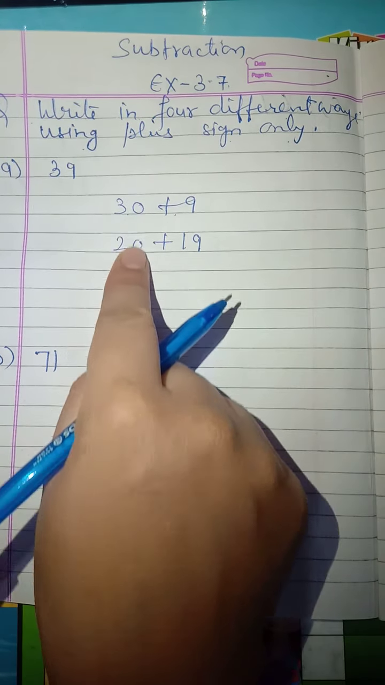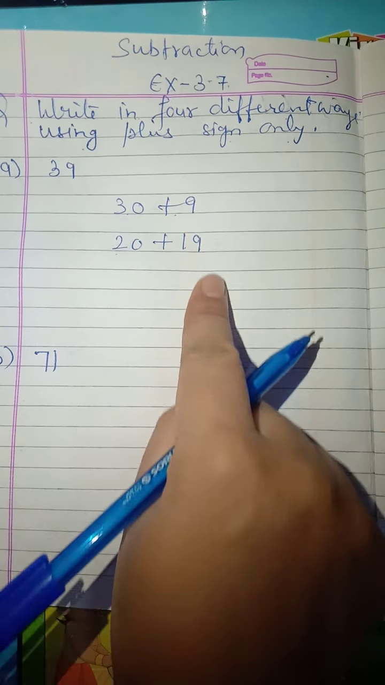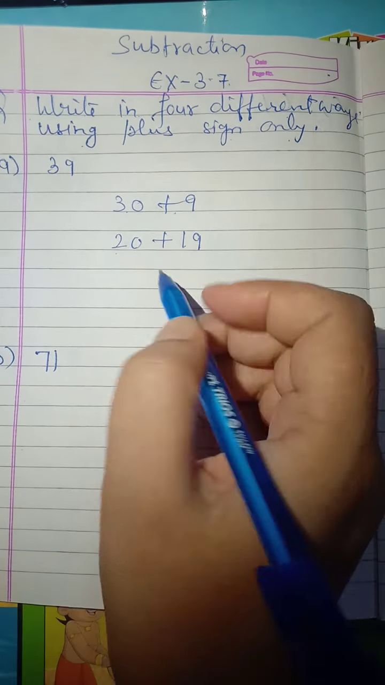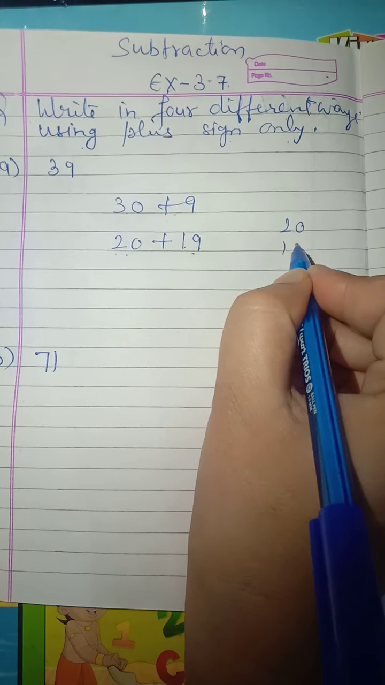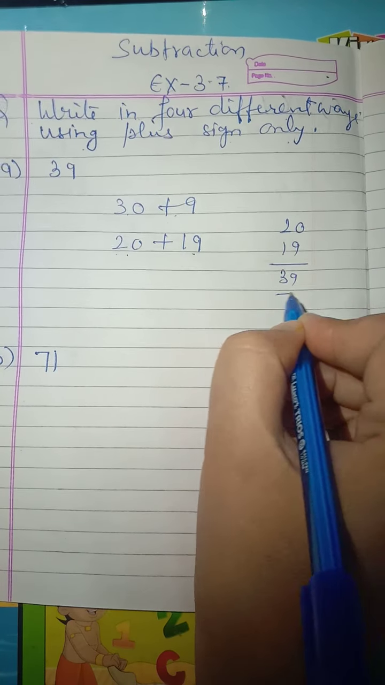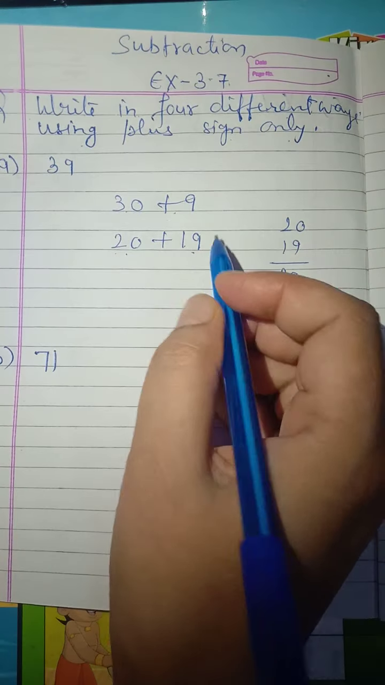Here I am going to subtract 10. Here I am going to add 10 to follow the pattern. 20 plus 19 is also 39. If you have any doubt, just add it. It is 39. You can check it also.